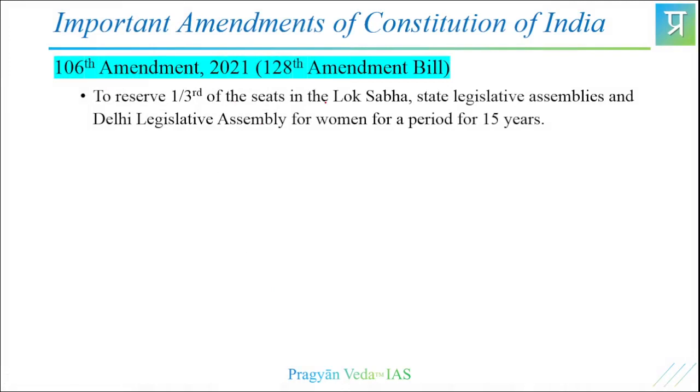And we have the last, the 106th amendment, which happened right recently, in 2023-24, I think. This gave the reservation of 33.3%, which is 1/3 of the reservation in Lok Sabha and legislative assemblies for women for a period of 15 years. Important. So this happened recently. Questions can come around this also, right?